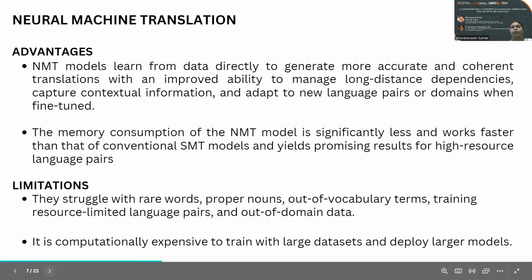The major advantages of NMT include that it learns from data directly to generate more accurate and precise translations with improved ability to manage long-distance dependencies. It captures the contextual information and it adapts to new language pairs or domains when it has been fine-tuned. And when compared to SMT, the memory consumption of the NMT model is significantly less and it works much faster than SMT, which yields better results for high-resource language pairs.